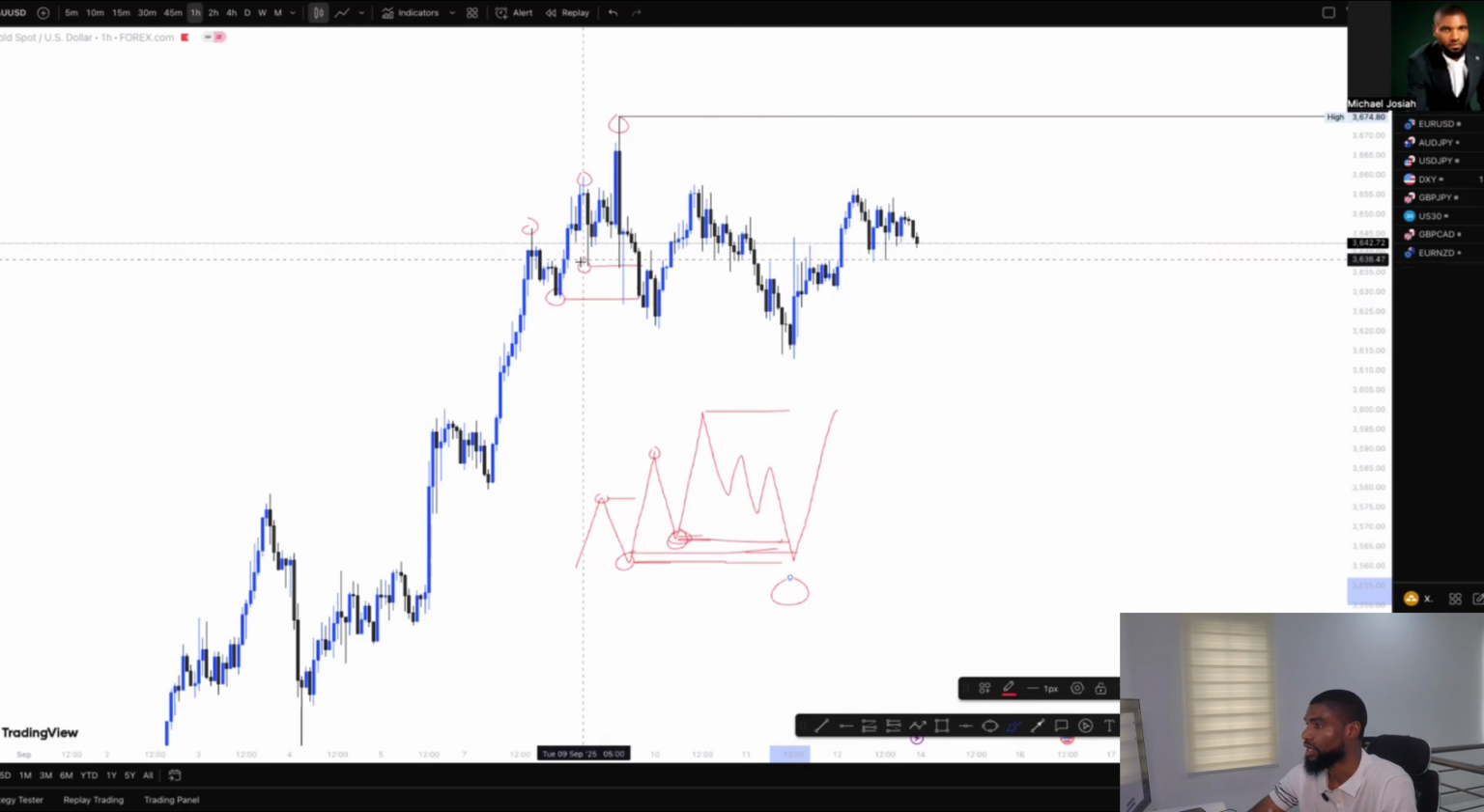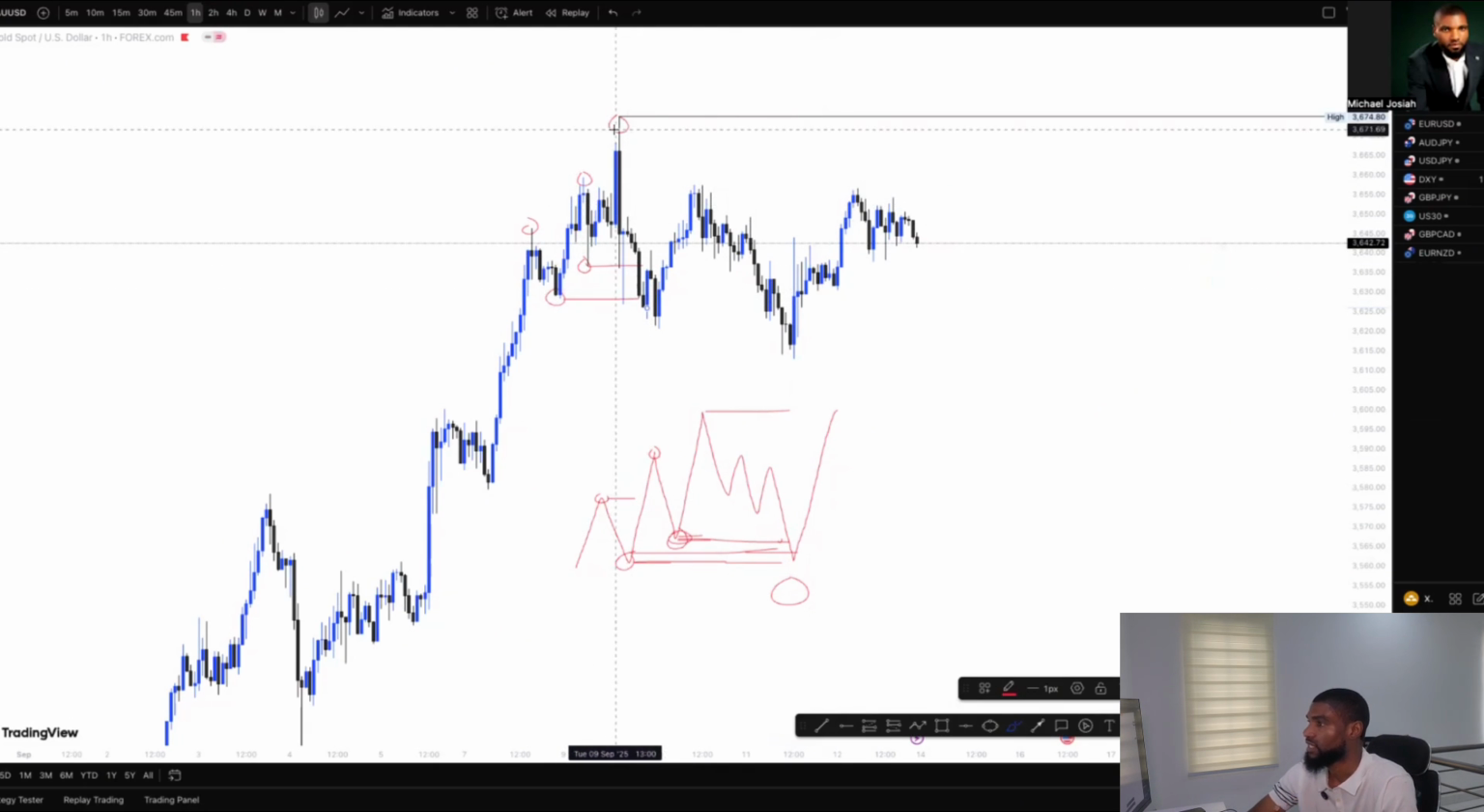So if you look here very closely, you will see that this candle closed below this low, and also there is a candle that also closed below this other low. Which means this is a clear sign that the market wants to go bearish.